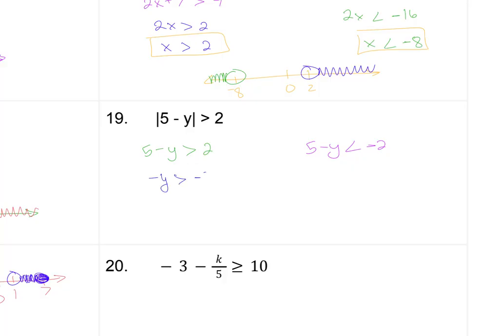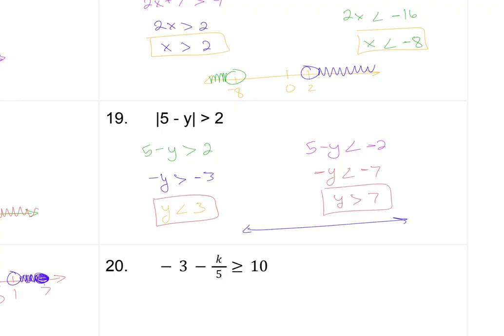-5, -3. And that's just because I want to leave my variable on the left. So now I've multiplied both sides by -1 to get y is less than 3. Similar thing's going to happen here. Subtract 5, get -7. Y is now greater than 7. So there's one, there's the other.